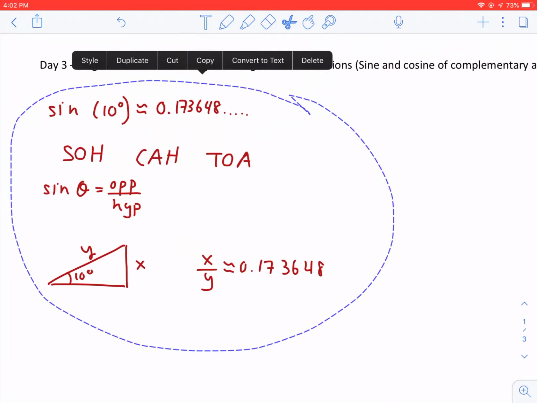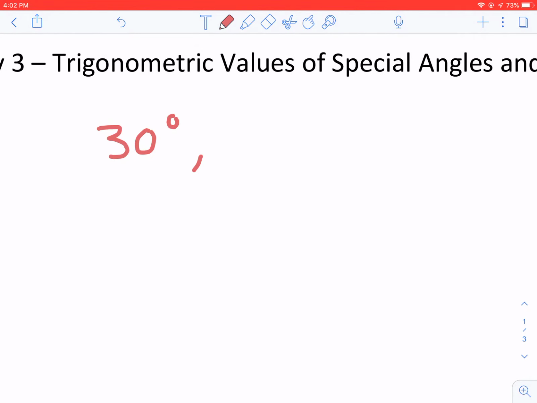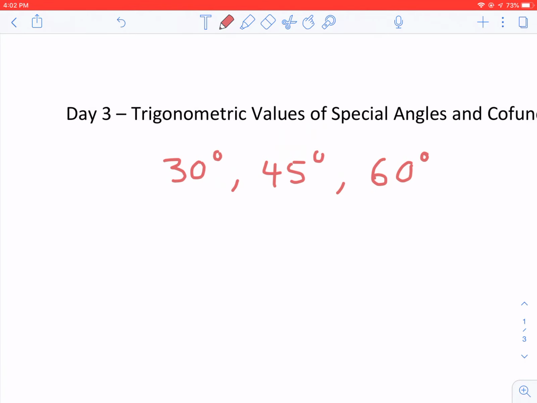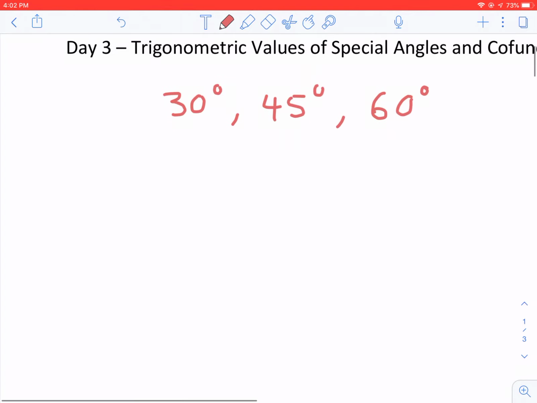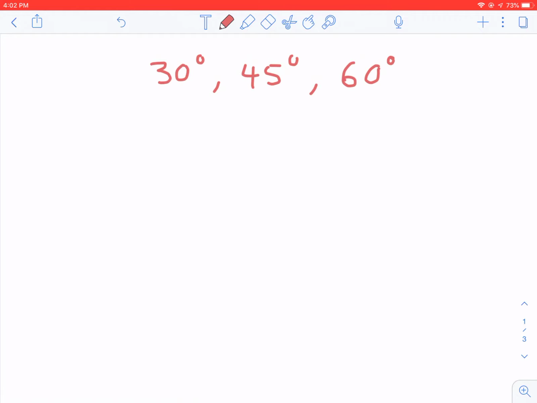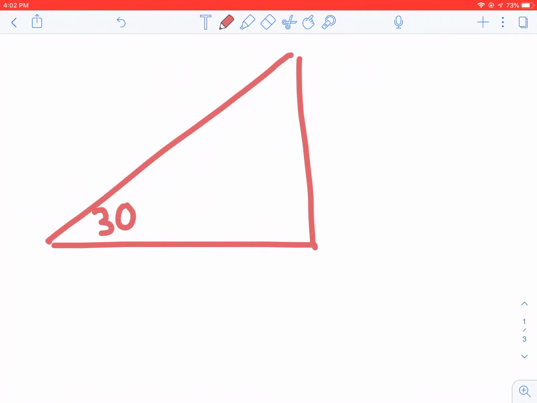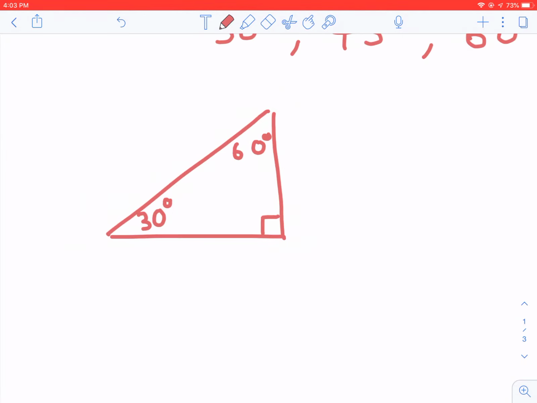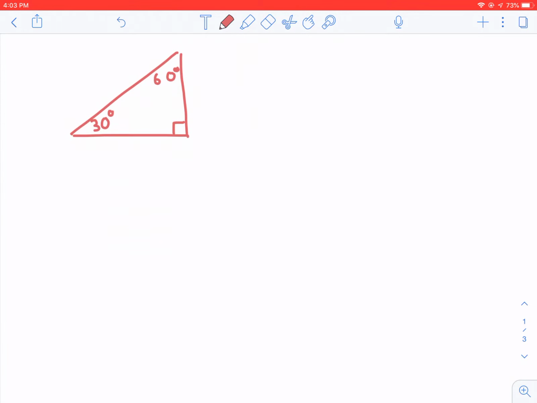All right, so that was just a random arbitrary angle, but there are special angles that we need to know, and those angles are going to be 30 degrees, 45 degrees, and 60 degrees. So hopefully those angles look familiar, because yes, those are the angles that we saw in our special right triangles. So if I draw a 30, 60, 90 right triangle, this one has 30 degrees in it and 60 degrees in it.